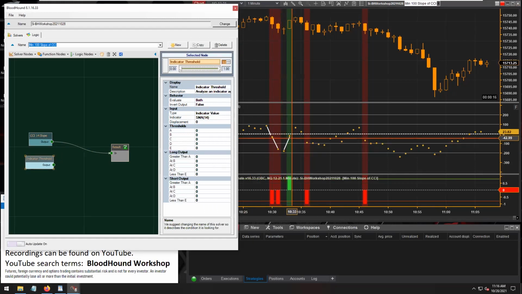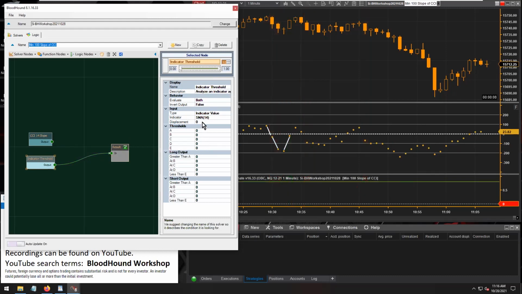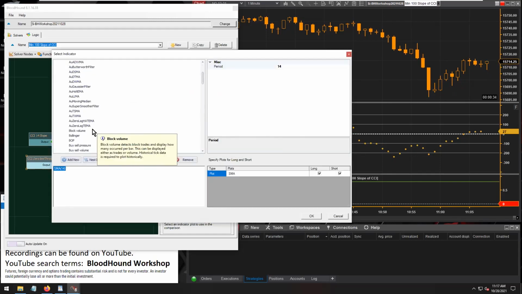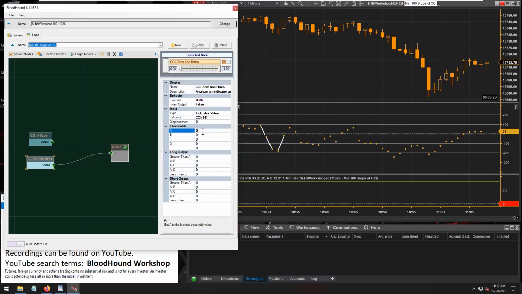So if you're looking for long signals only above the zero line, then you would grab the threshold solver here. Actually, let's give this a name first. We're comparing the CCI to the 0 line. Now let's plug in our CCI indicator. All right, there it is. And again, we're just going to use the default 14 period. Click OK.